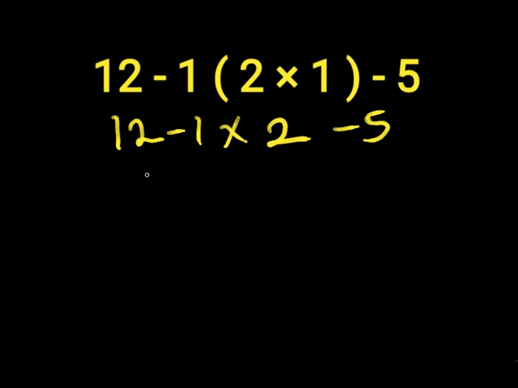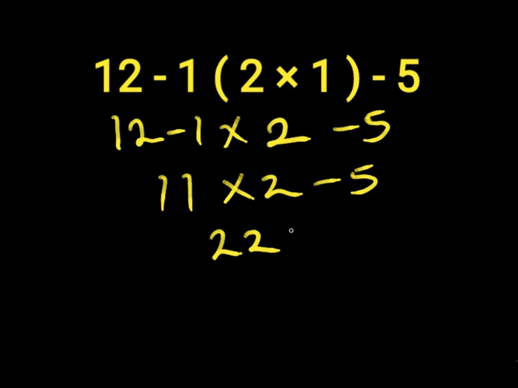So 12 minus 1 will give us 11. Then we have 11 times 2 minus 5. 11 times 2 is 22. Then 22 minus 5 will give us 17.